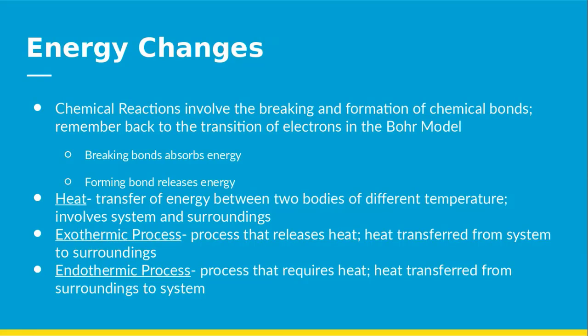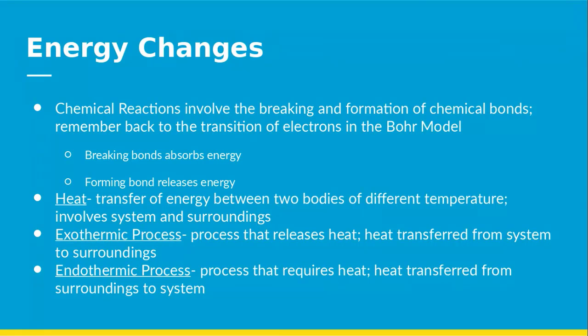The last topic that we're going to be touching on is chapter 10. This has to do with energy changes and enthalpy of reactions. Chemical reactions involve breaking and formation of chemical bonds. If you remember back early on in Gen Chem 1, we talked about transitions of electrons in the Bohr model. You know that when electrons release energy, and it takes energy to excite them.